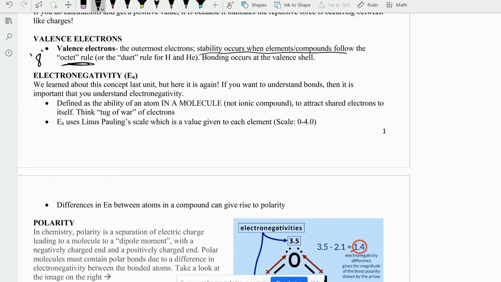There is an exception with hydrogen and helium. Remember that the first shell can only hold 2 electrons, so the exception with hydrogen and helium is that they can achieve a duet. So remember, when we're talking about bonding, bonding is going to occur between the valence electrons of two atoms.